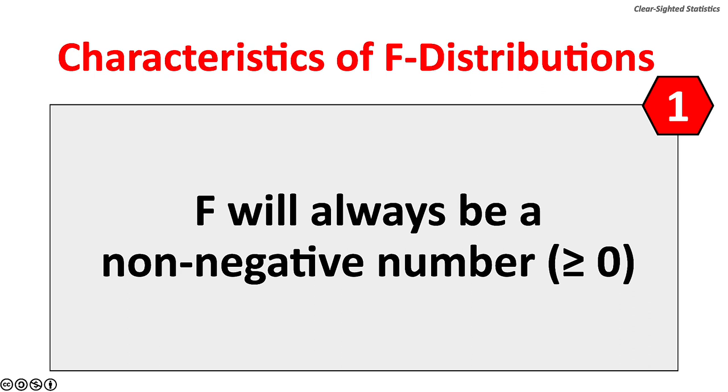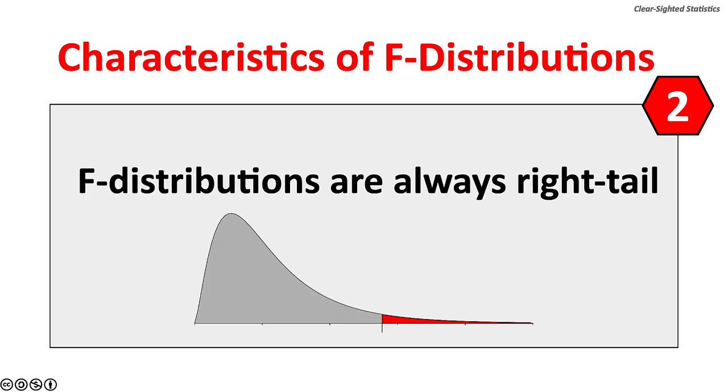Characteristics of F distributions. 1. The critical value and test statistic will always be a non-negative number, which is to say greater than or equal to 0. 2. As a result, F tests are always right tail tests.